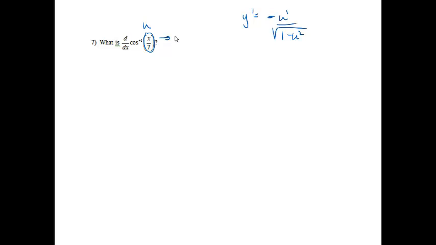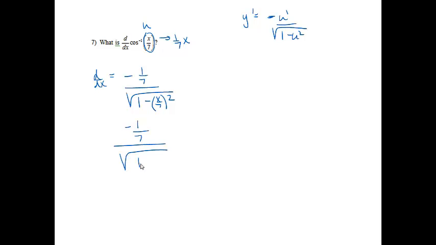I am going to rewrite that as 1/7 x, because that just makes more sense to me. Okay, so the derivative is going to be d dx is equal to negative u prime, the derivative of 1/7 x is going to be 1/7 over the square root of 1 minus x over 7 squared. All right, now it's just a matter of getting it cleaned up. So negative 1/7 over the square root of 1 minus, we'll square both the numerator and the denominator. I'll get x squared over 49.